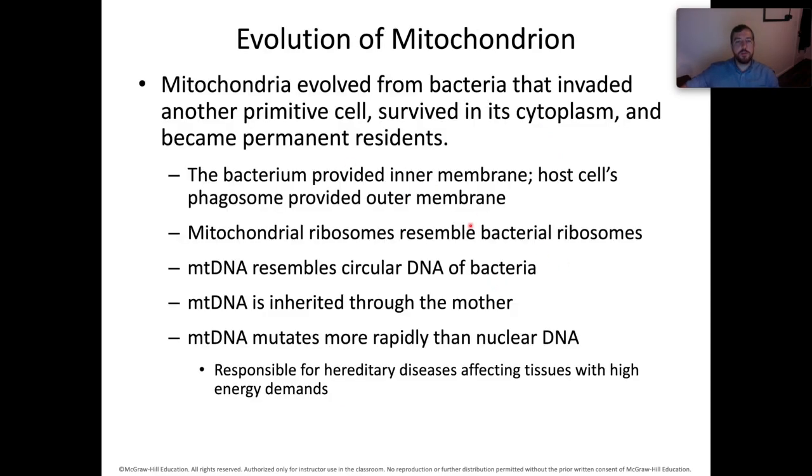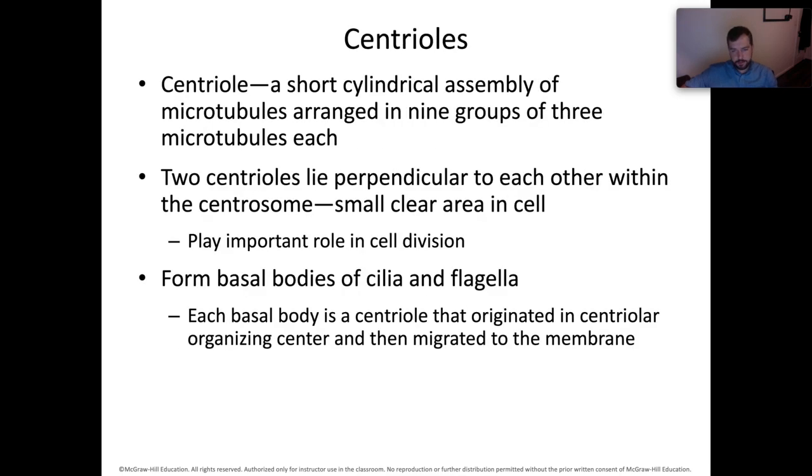This is what I was telling you about earlier about the evolution of mitochondria. It's really thought that they were once an independent species of bacteria that invaded primitive cells, survived, and became kind of symbiotic, right? And the evidence for this is that they have circular DNA like bacteria. They're inherited through the mother. It mutates more rapidly than nuclear DNA. So, for example, different metabolic disorders are usually due to mutations in mitochondrial DNA instead of genomic DNA.